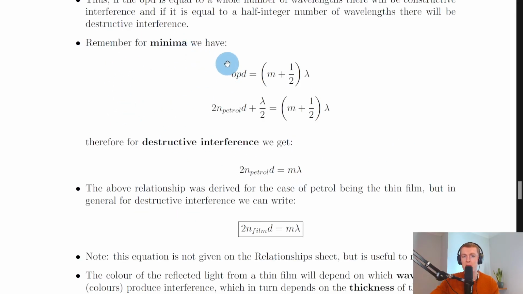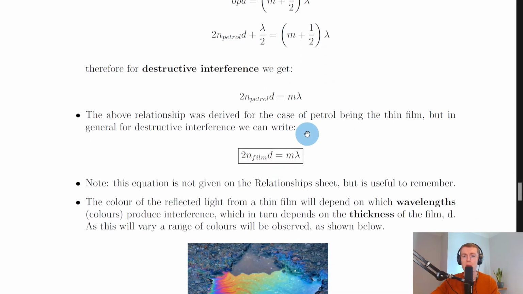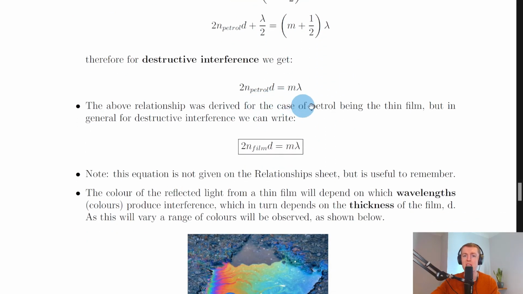So we can say that for minima, we have optical path difference equals m plus a half lambda, and therefore if we substitute in our expression for optical path difference from above, we have 2n petrol d plus lambda over 2 is equal to m plus a half lambda. And we can then simplify this because if you expand the right hand side, you get m lambda plus lambda over 2. And that means we have a plus lambda over 2 on this side and a plus lambda over 2 on this side, which can just cancel out. So we end up with this simplified expression, 2n petrol d equals m lambda.